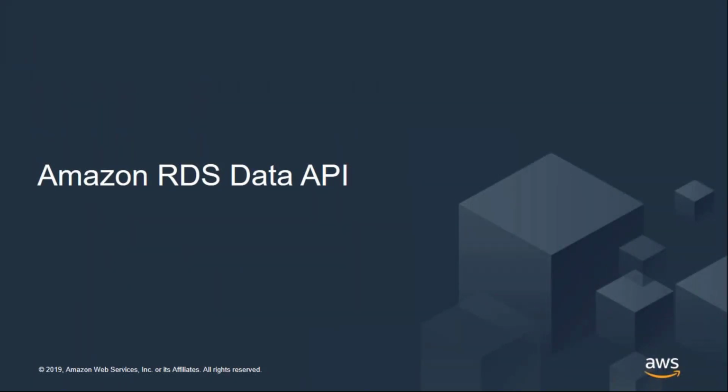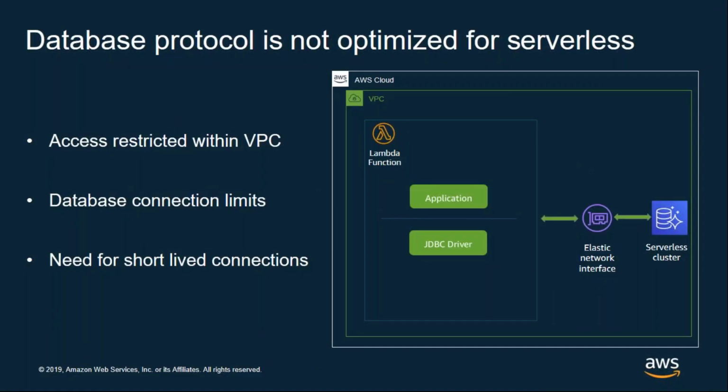So we're really excited about RDS Data API. And before I go into what it does and how you can build your scalable applications, why did we create the Data API? Well, the use case that we heard from our customers is that the current database protocol is not optimized for your serverless needs. And there are four primary reasons for that.